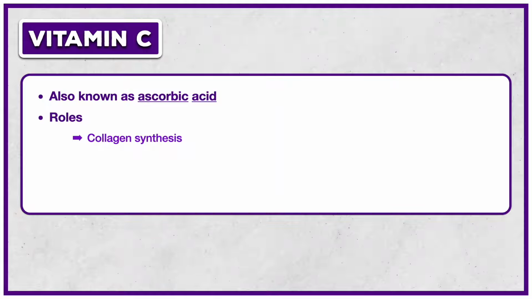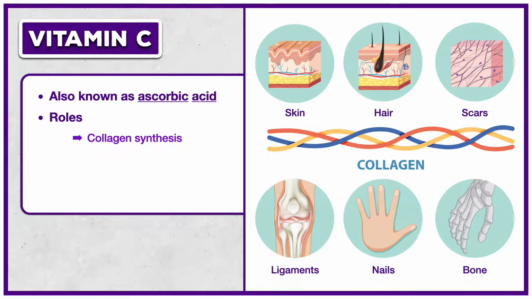Vitamin C is also known as ascorbic acid, and it plays a major role in collagen synthesis. Collagen is a protein that provides structure and support to tissues such as skin, hair, nails, ligaments, bones, and the connective tissue that forms scars. Like vitamin E, vitamin C also serves as an antioxidant, and through this activity, it's tied to immune function because immune cells use it to shield themselves from oxidative stress, and iron absorption, because it protects some of the iron we eat from being oxidized in the digestive tract and becoming non-absorbable.